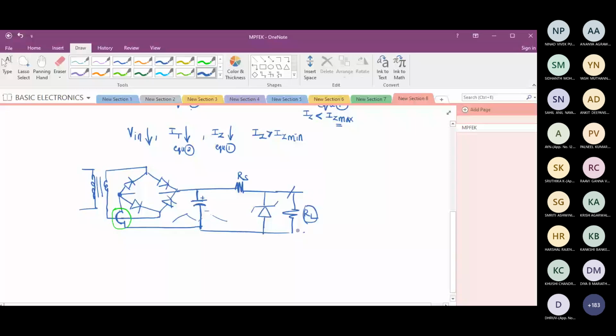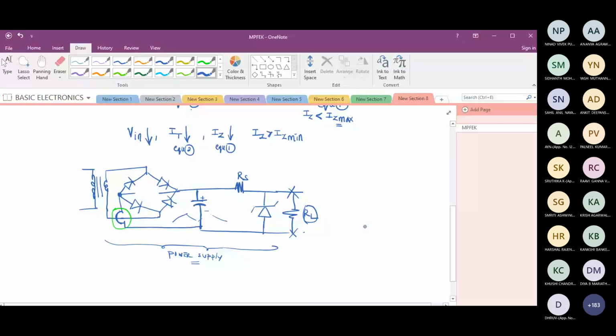There are better regulators nowadays. Earlier we used to connect a Zener diode and get regulation. There are other ways also, but this basic concept hasn't changed. Still we are using a Zener diode to regulate. So maybe in your charger, if you break it open, you may get these types of circuits. Fine. So I hope you have followed this line regulation part.